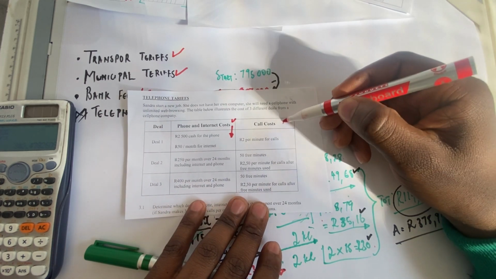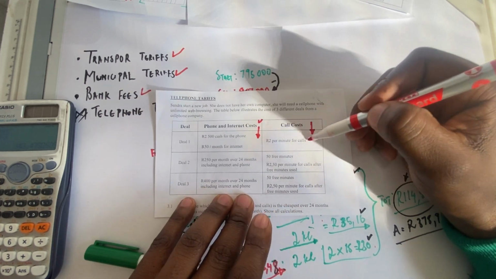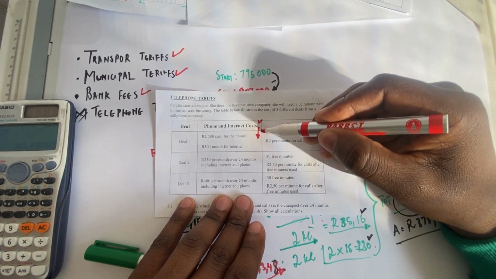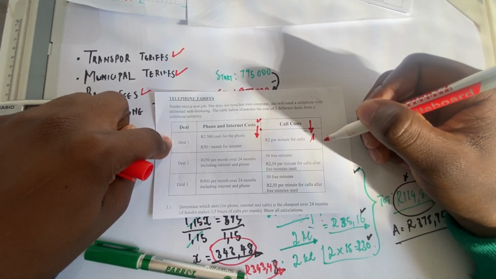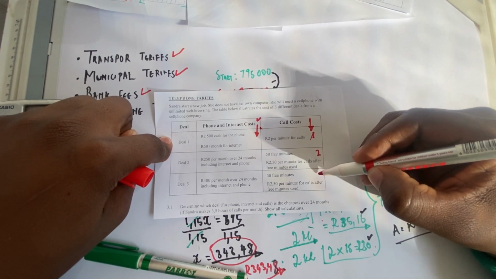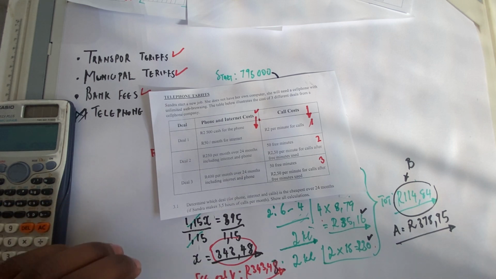The same here, call cost. When you go down, you're only going to find call cost. But call cost of what? Call cost of deal number 1. This is what we have. Deal number 2, this is what we have. Deal number 3, that is what we have. Let's just read it off and see what we have.